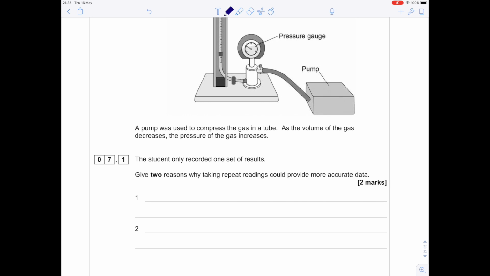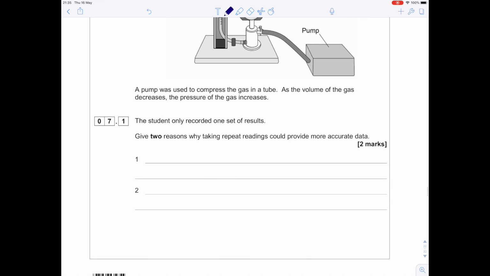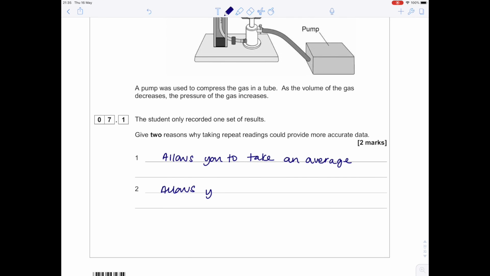This is quite a frustrating question. It's probably worth learning this from an experimental point of view. Taking repeat readings allows you to take an average, and it also enables you to discount anomalous results. Because if you've only got 1 reading, how can you spot if it's not right or if it doesn't fit the trend?